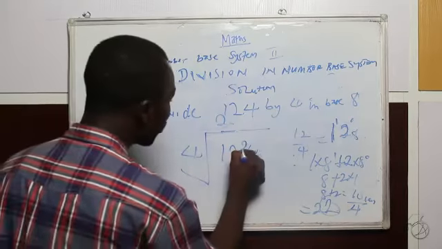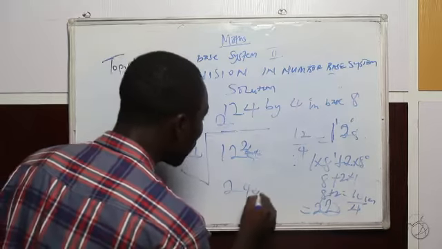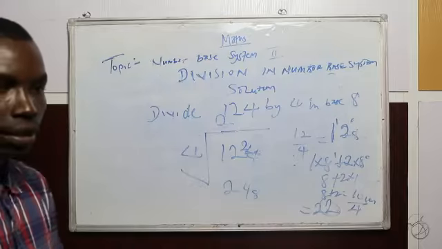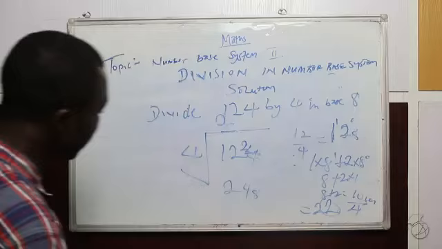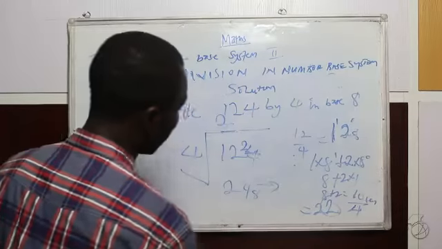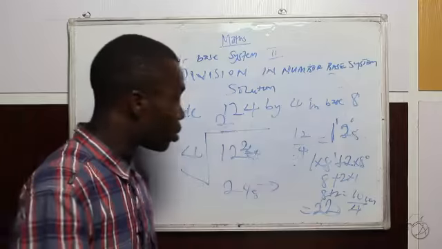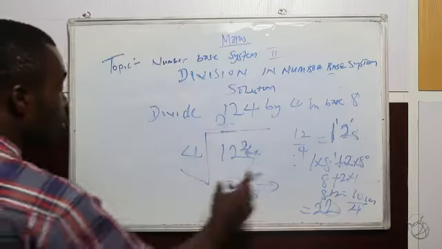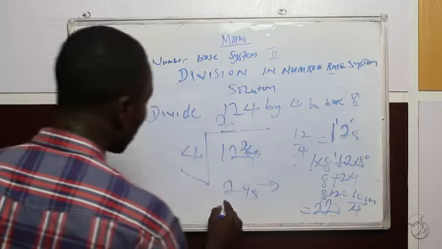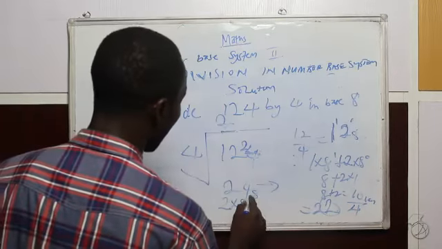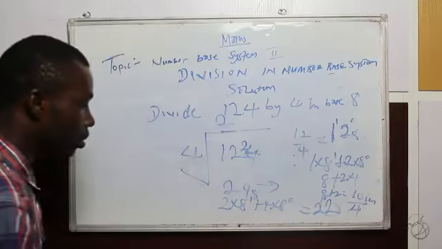Now, if you bring your 2 down here, we have 24 in base what? 8. 24 in base 8. What you are going to do is first convert this to base 10 before we now divide it by 4. That is 2 times 8 raised to power 1 plus 4 times 8 raised to power 0.